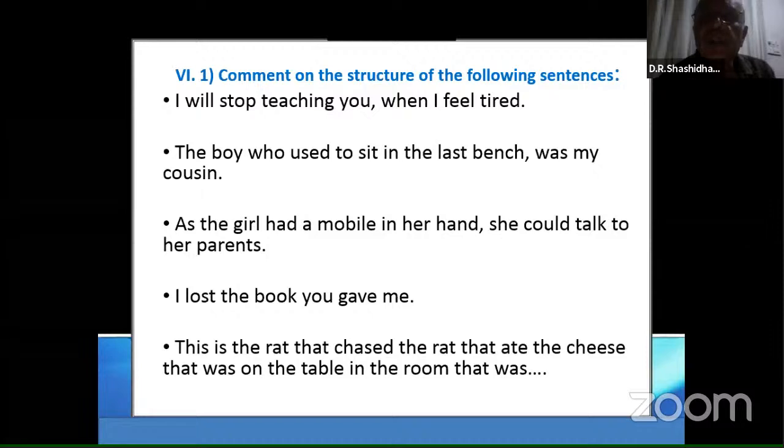Comment on the structure of the following sentences. Comments, please. Is it copulative, Rupa ma'am? I will stop teaching you when I feel tired. Exactly, ma'am, Pushpa, you're perfectly right. The boy who used to sit in the last bench was my cousin. The girl had a mobile in her hand, she could talk to her parents. Oh, I love the book you gave me. And look at the last one. This is the rat that chased the rat that ate the cheese that was on the table in the room that was.